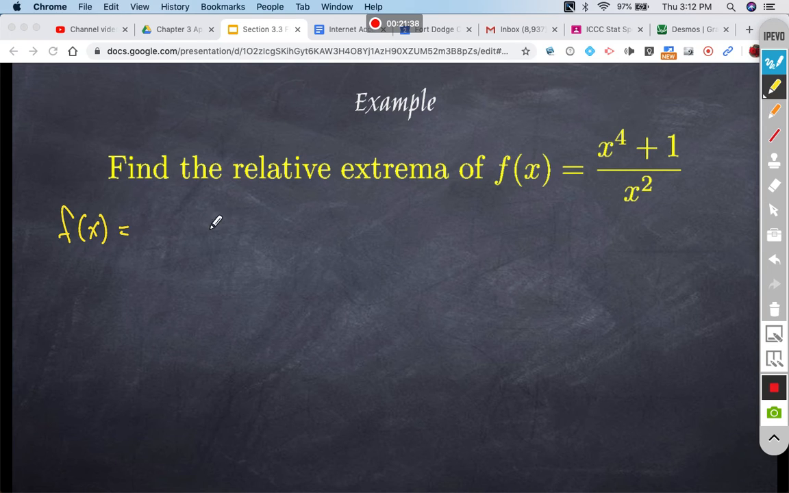Now, when I looked at that, I said I could use the quotient rule. I'd rather not. But since I have a monomial denominator, I can rewrite it like this. So that's just going to be x squared plus x to the negative 2.